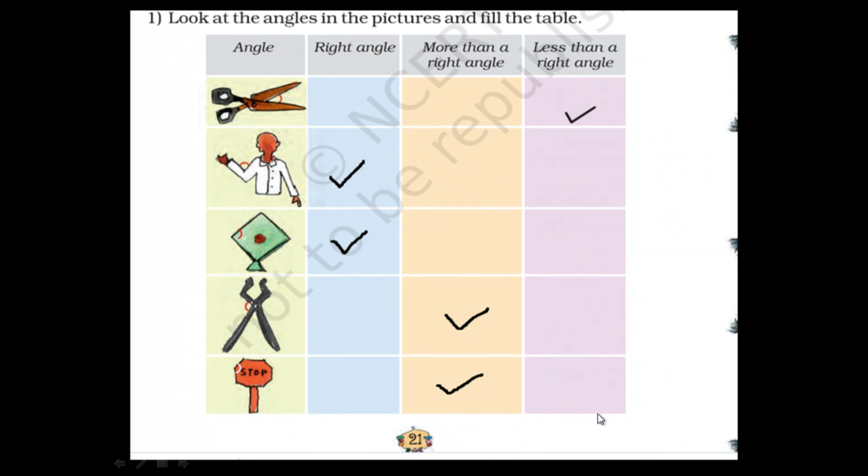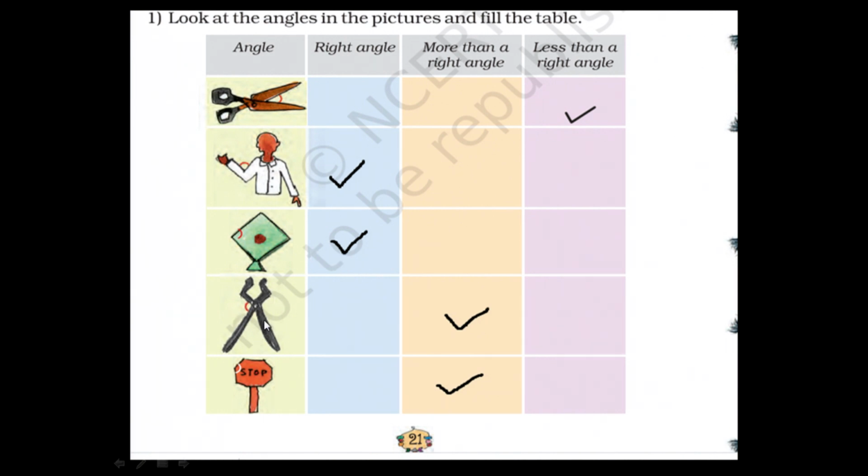Now I have taken one more question from your book. Look at the angles in the pictures and fill the table. First one, a scissor marked here. What type of angle is it? Obviously you can see it is smaller than a right angle, that is, less than a right angle. Now look at the man. He is making an angle with his hand. This angle is equal to a right angle. Next, a kite. This one is also a right angle.